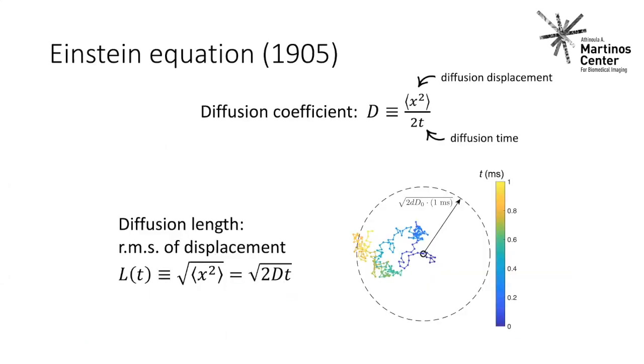And about 80 years later, Einstein finally gave the explanation of this phenomenon. Einstein derived the Einstein equation, where he defined the diffusion coefficient as the mean square displacement divided by diffusion time. Using this equation, we can define the length scale, which is the diffusion length, the root mean square of the diffusion displacement. And we can see the diffusion length is proportional to the square root of time.